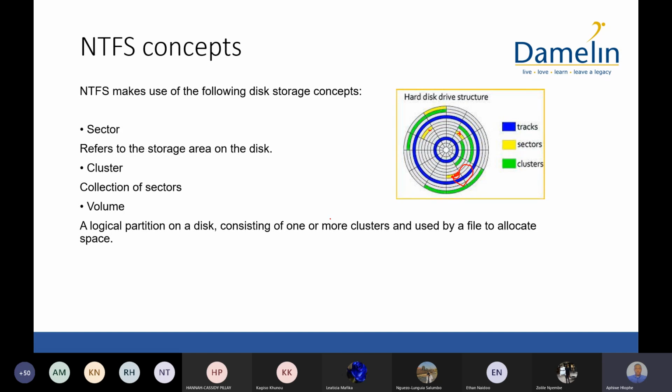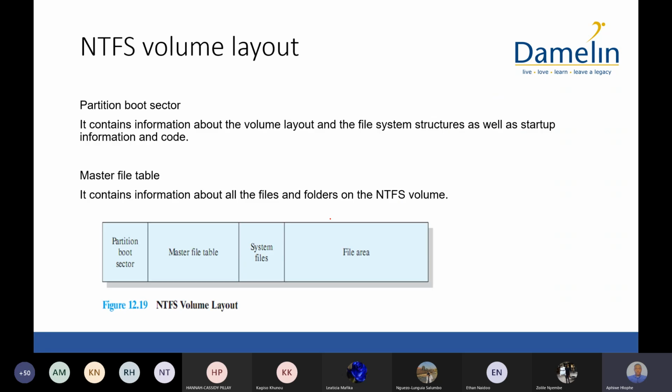That's why storing data in sectors, clusters, and volumes is actually a good thing brought about by NTFS. Finally, the NTFS volume layout. How is each NTFS volume laid out? We have the partition boot sector. It contains information about the volume layout and the file system structures, as well as the startup information and code. So it contains critical information about the partition itself, and if that volume, like volume C, contains the operating system, then it's going to contain the startup code for the operating system.